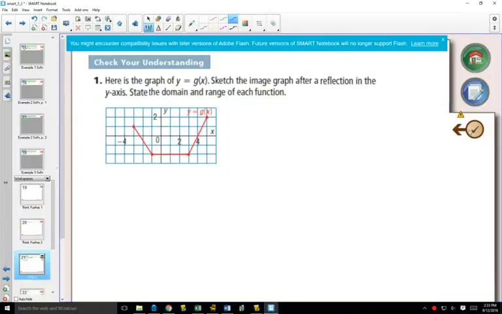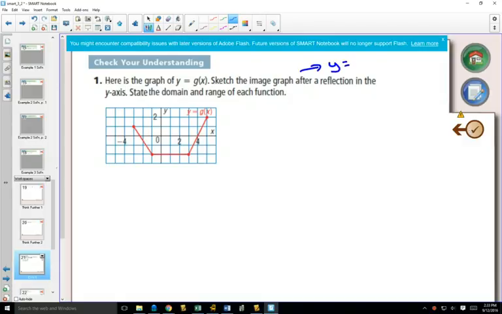So here we have the graph of g of x, and they want us to sketch the image graph after a reflection in the y-axis. So again, here I'm thinking about it. I have my y-axis. I'm flipping something over the y-axis. That's horizontal, and so that's going to affect your x coordinates.